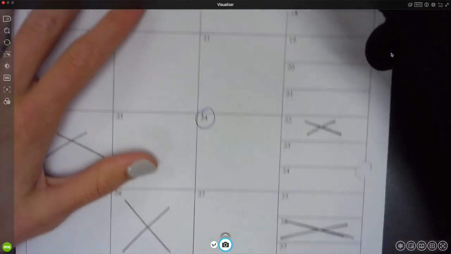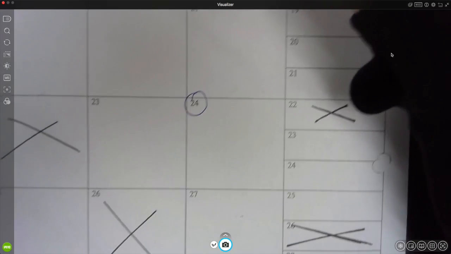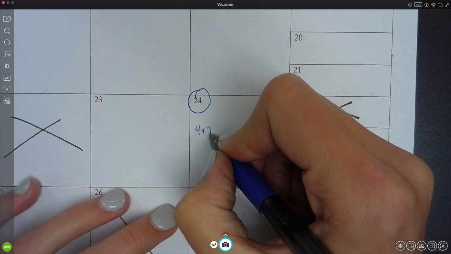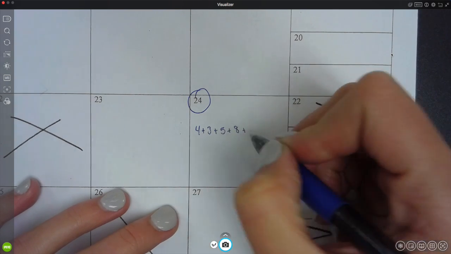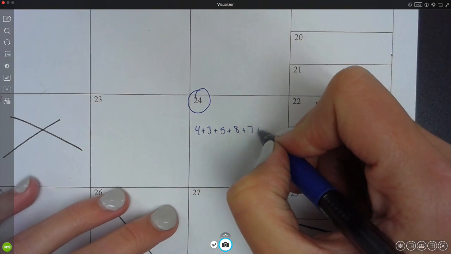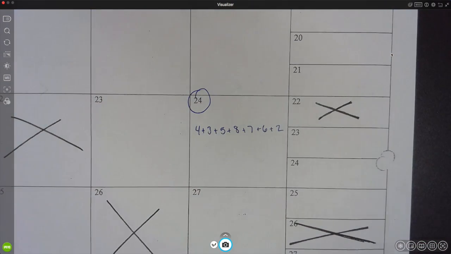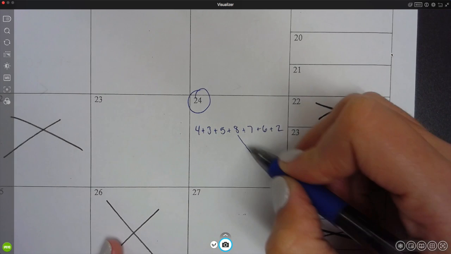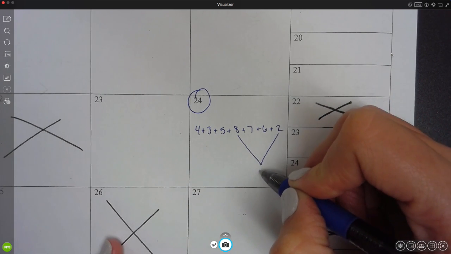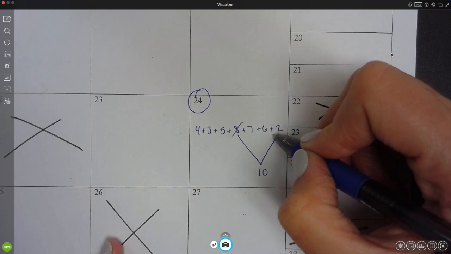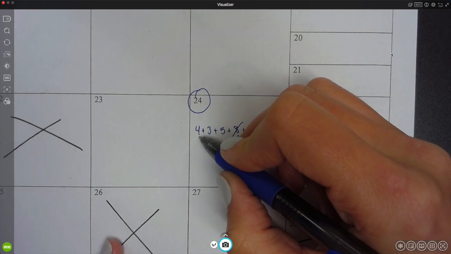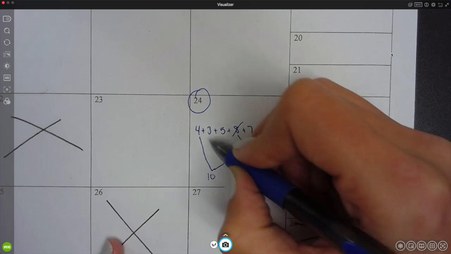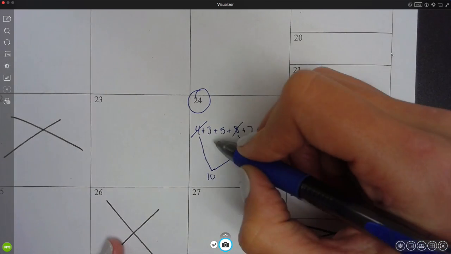24 is where we're going to go next. 24 says 4 plus 3 plus 5 plus 8 plus 7 plus 6 plus 2. Right away, I'm looking for those numbers that equal 10. 8 and 2 equals 10. Use the 8, use the 2. 4 and 6 equals 10. Use the 4, use the 6.